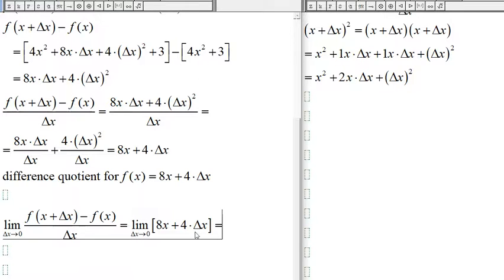And the limit is with respect to delta x. And so for the term 8x, there's no delta x here. And so think of it as a constant, since the limit is with respect to delta x. So we just get 8x. And then plus 4 times delta x, as delta x approaches 0, we get 0 here. So the answer would be just 8x.